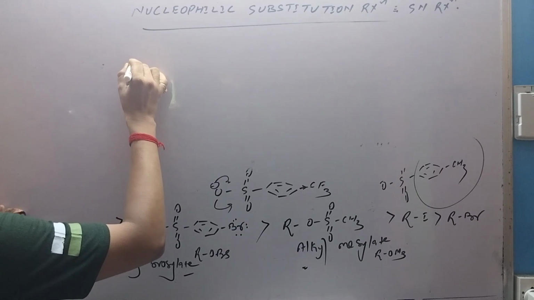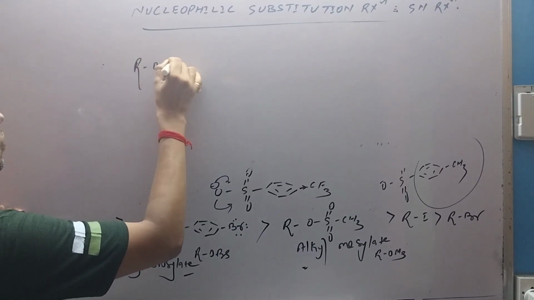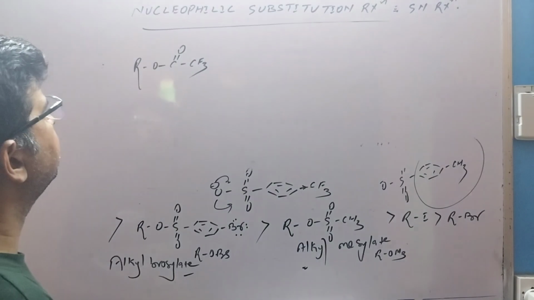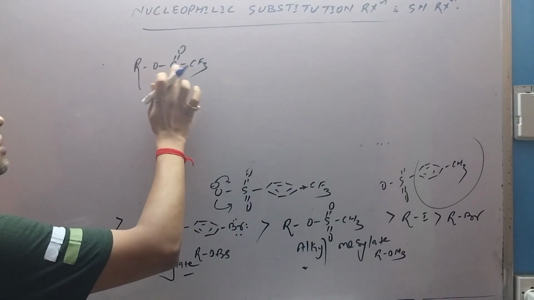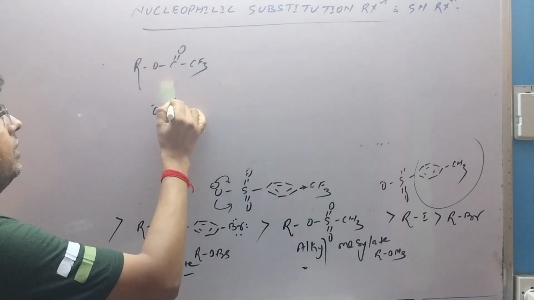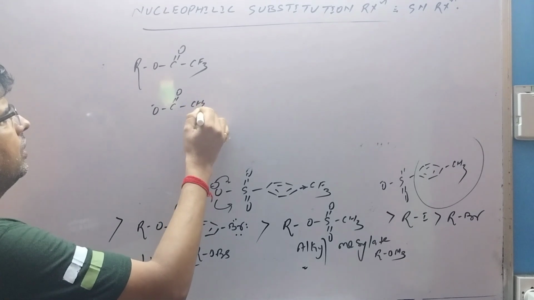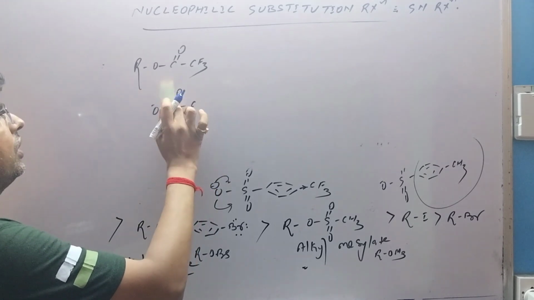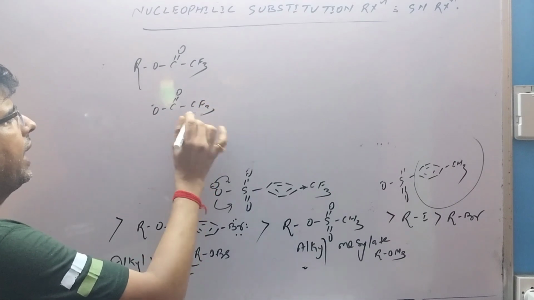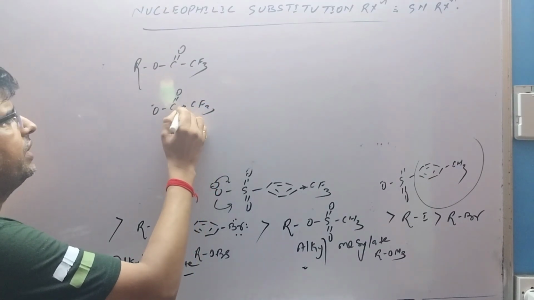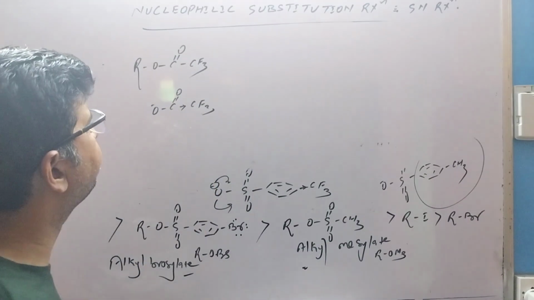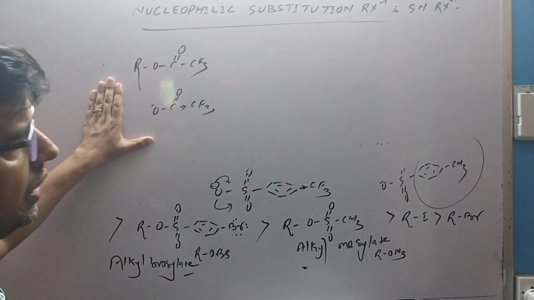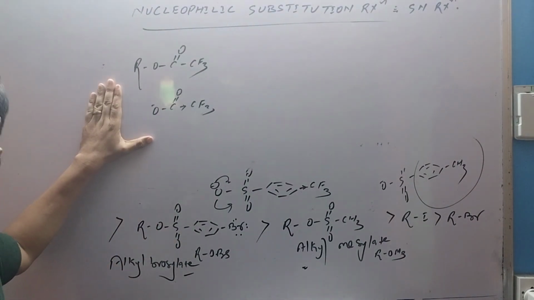After that, ROC double bond O CF3, trifluoroacetate. Here the leaving group is trifluoroacetate anion. We see this negative ion is stabilized via resonance with the carbonyl, and again by the presence of the CF3 group. CF3 has a powerful minus I effect, which stabilizes the anion. So this is also considered a reasonably good leaving group.